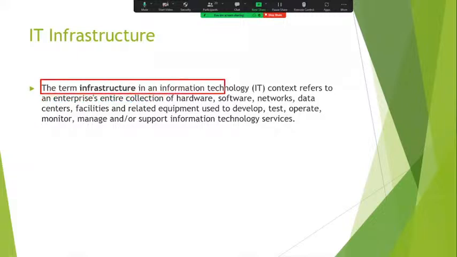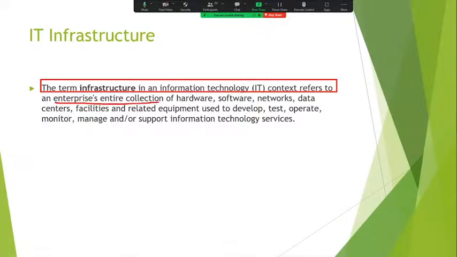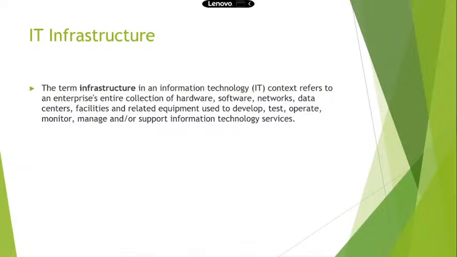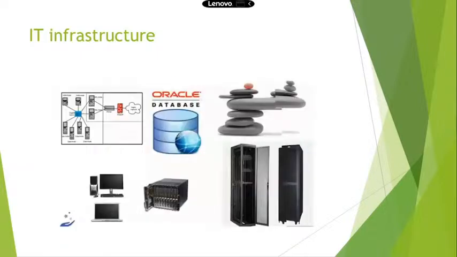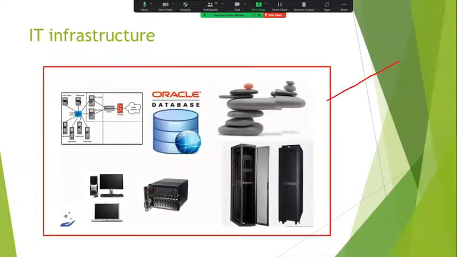This is the exact definition of IT infrastructure: the term in information technology that refers to a collection of hardware, software, switches, network, and load balancer. Now, to maintain our own IT infrastructure, we require what? One DC. What is the DC? Data center. If we go to TCS, Cognizant, Wipro, Accenture, any company in the world, they have their own data center.